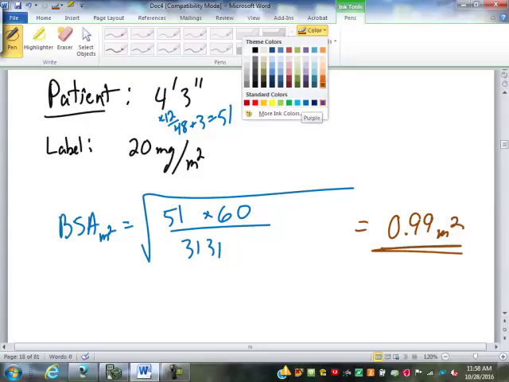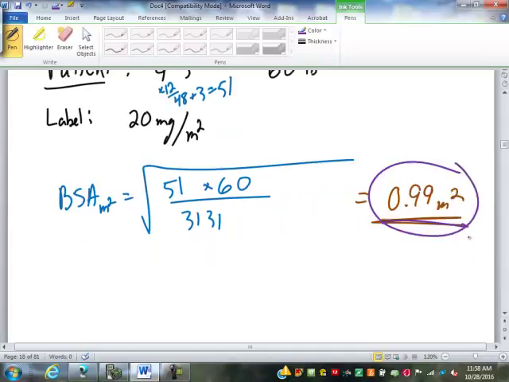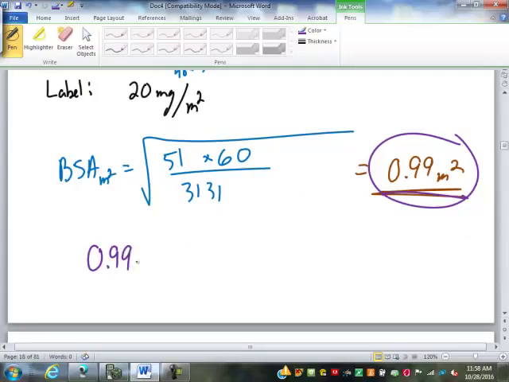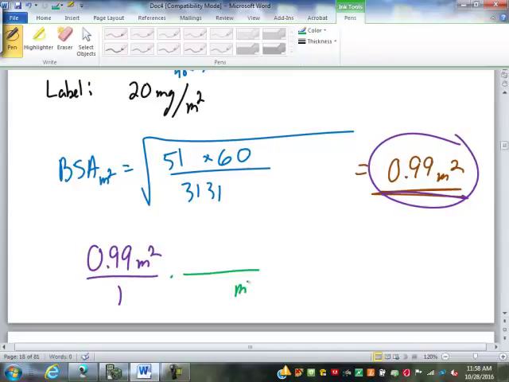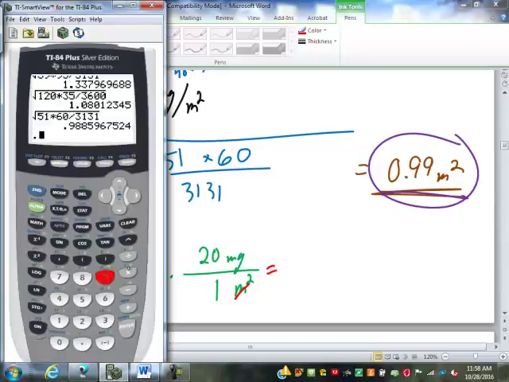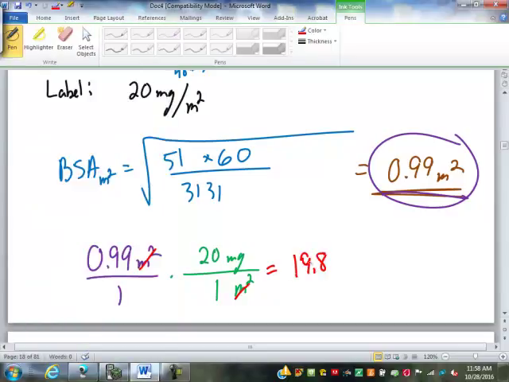Just like with our dosages based on weight, we have the square meters, and we're going to use our label to convert that into the dose. So we have 0.99 square meters over 1, and this is listed as 20 milligrams per 1 square meter. So the square meters cancel out. 0.99 times 20 gives us 19.8 milligrams. Any questions?